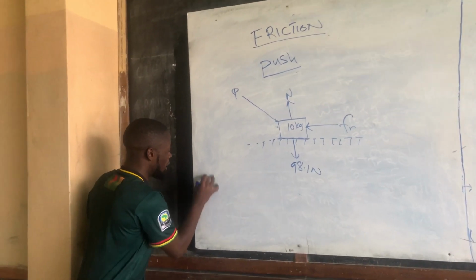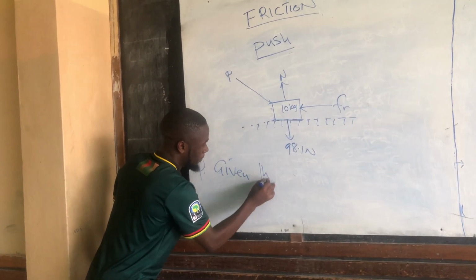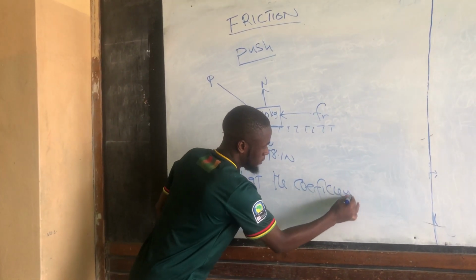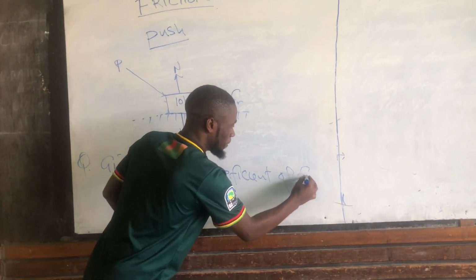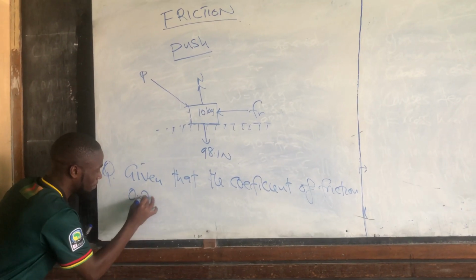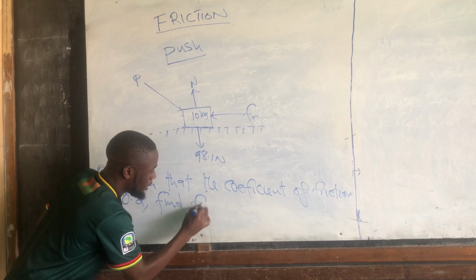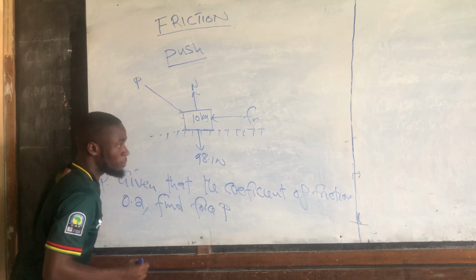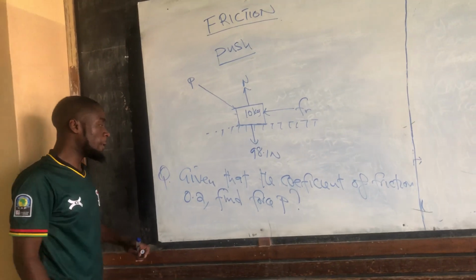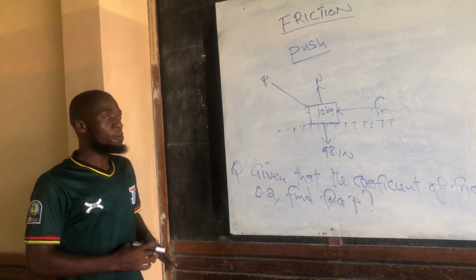Question here. So they ask exam questions. Given that the coefficient of friction is 0.2, find force P, or the effort, the force needed to move this box in this direction. So given that the coefficient of friction is 0.2, find force P, this force here.